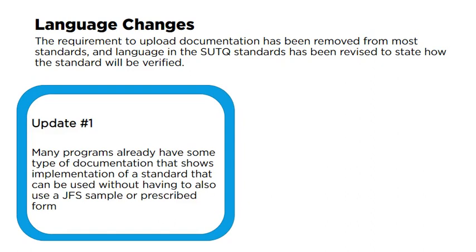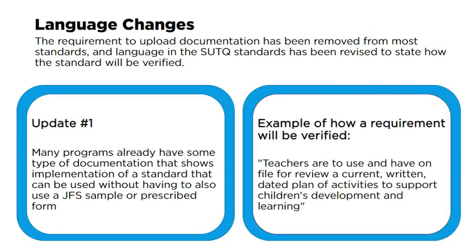The first change was made to reflect that many programs already have some type of documentation that shows implementation of a standard that can be used without having to also use a JFS sample or prescribed form. An example you can find in the standards of this change is teachers are to use and have on file for review a current written dated plan of activities to support children's development and learning. In this example, you are being informed that your licensing specialist will verify that teachers are using and archiving activity plans for review during a full on-site inspection or focused review.